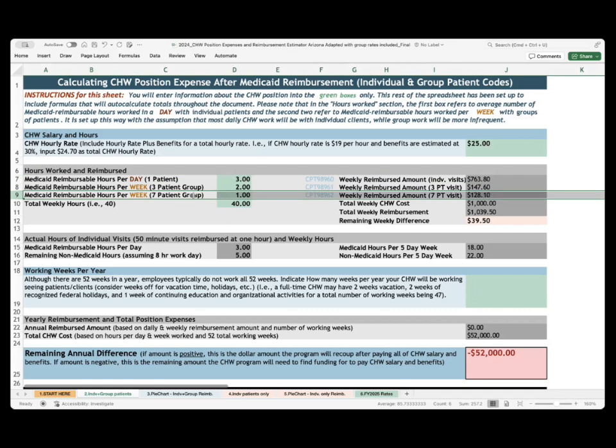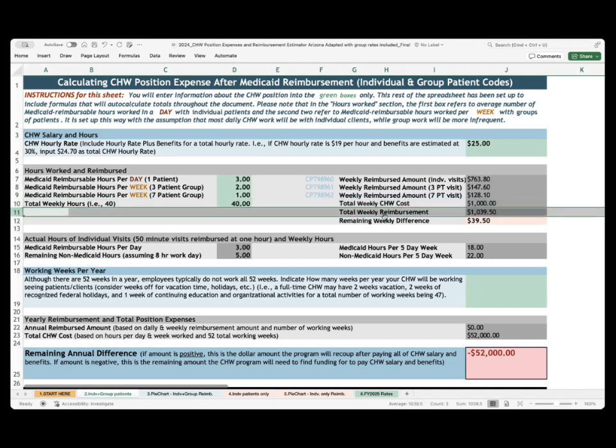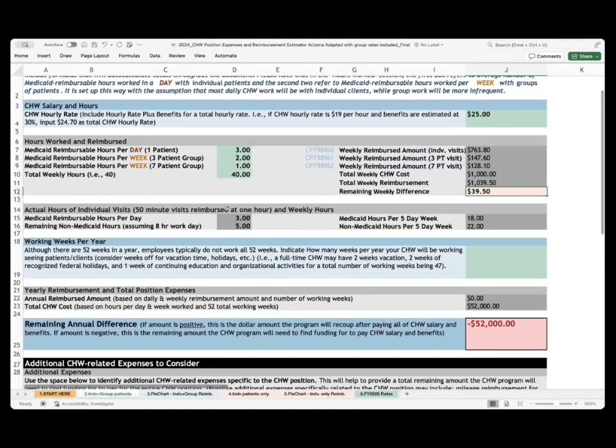So we have a total CHW cost first of $1,000 a week, because we've got $25 an hour times 40 hours a week, which is $1,000. And then our total weekly reimbursement, if we add up our numbers from the visits, comes to $1,039.50 per week. So our difference is actually a positive number. We've got $39.50 because the CHW cost was $1,000, but reimbursement was $39.50 over that. So we'll see how it plays out down here.